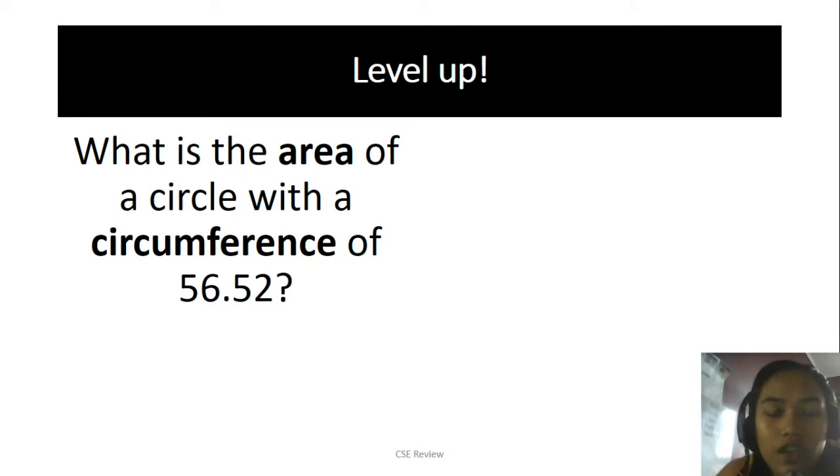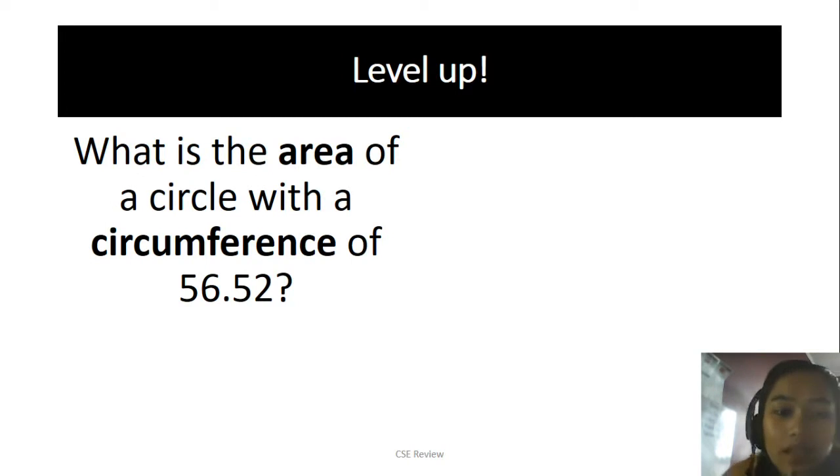So, dito tayo, level up tayo ng tanong. Ang sabi, what is the area of a circle with a circumference of 56.52? Ganitong klaseng tanong usually lumalabas sa exam na naguguluhan yung mga tao. But it's really very easy to solve. All you need to know is the formula ng both circumference and area. I-reverse engineer lang natin kung ano yung formula para malaman ninyo kung ano yung hinahanap talaga, ano yung given.